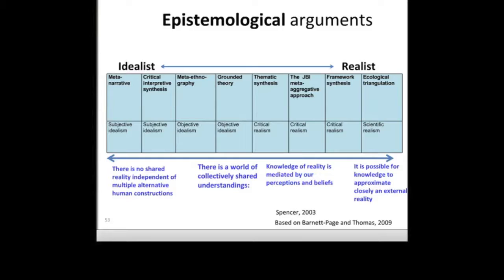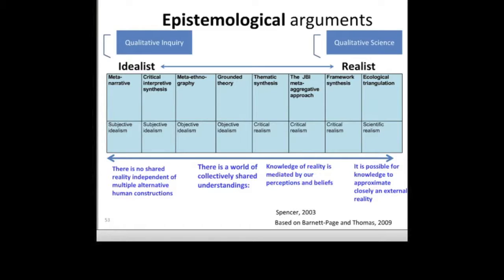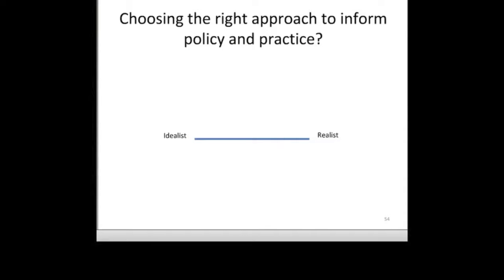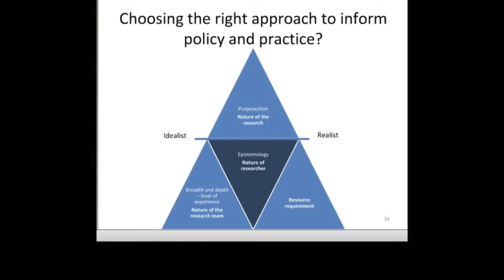There's the position that you have about what is knowledge and how can we generate that. And it links a bit into the difference between people who are rather on the inquiry side of qualitative evidence or on the more empirical scientific side of generating qualitative evidence. So it links into that sort of debate. And then there's a few other axes you need to consider if you want to choose between approaches. That is, what sort of experience do I have in my team and what sort of resources do I have? Because that's very important to consider.